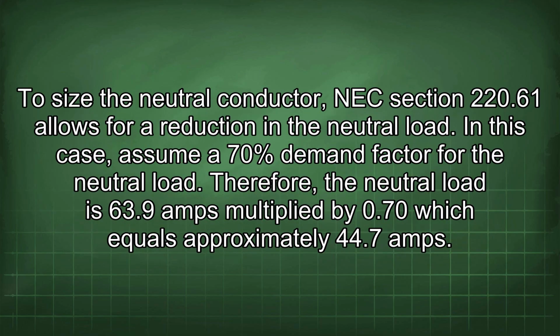To size the neutral conductor, NEC Section 220.61 allows for a reduction in the neutral load. In this case, assume a 70% demand factor for the neutral load. Therefore, the neutral load is 63.9 amps multiplied by 0.70, which equals approximately 44.7 amps.